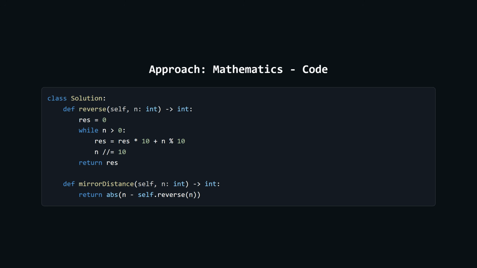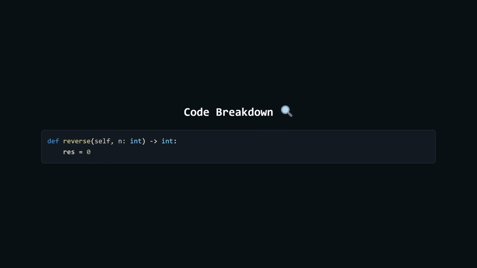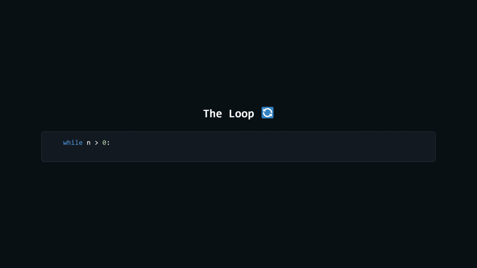It's quite compact. Let's break this down into bite-sized pieces so we understand exactly how it builds the reversed number. We start by defining a helper function to do the reversing. We create a variable called result and start it at 0. This will eventually hold our fully reversed number. Then, we set up a loop that will keep running as long as our original number is greater than 0. As we chop digits off, the number will eventually reach 0, stopping the loop.